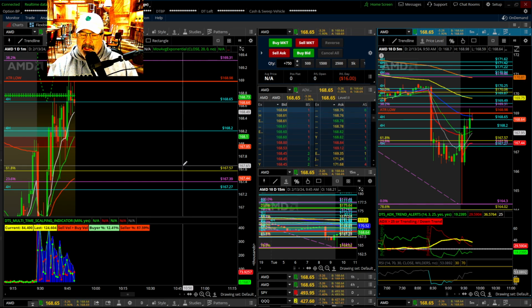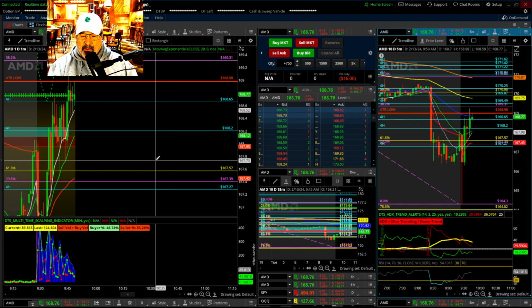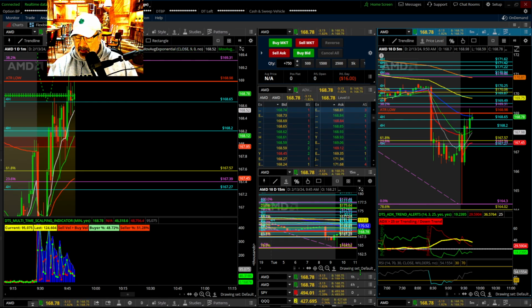So what is this layout and what is the RV strategy? This is a 1 minute. This is a scalper's indicator. I've got a 1 hour and a 4 hour minimized here for when I need them.